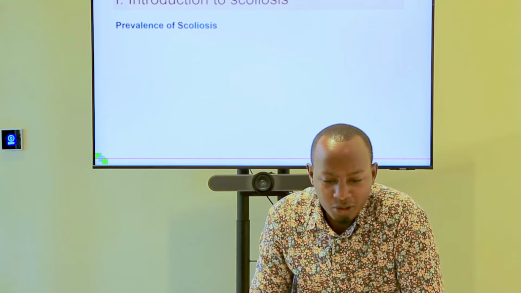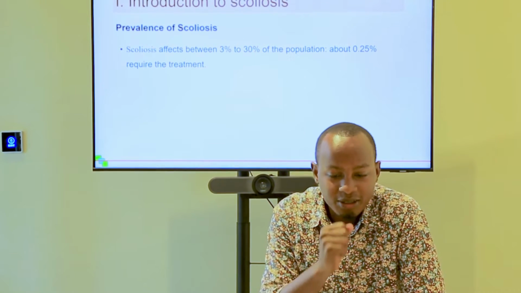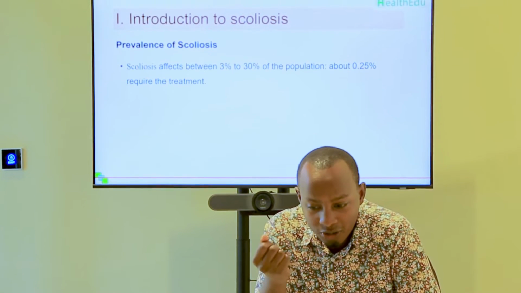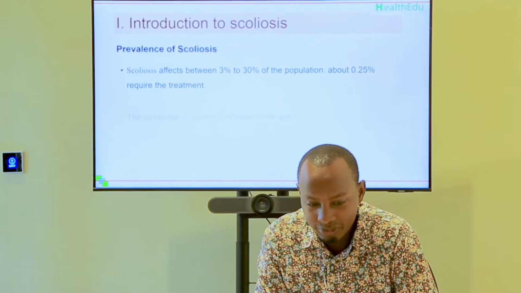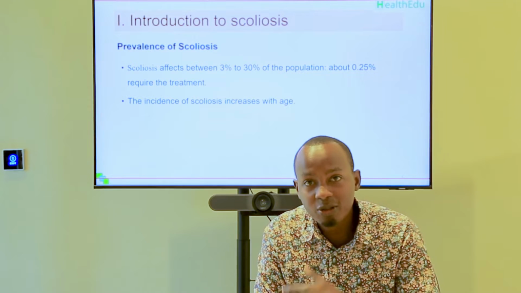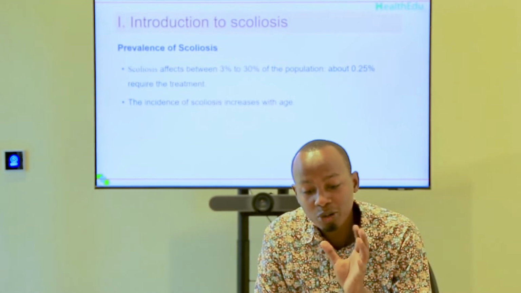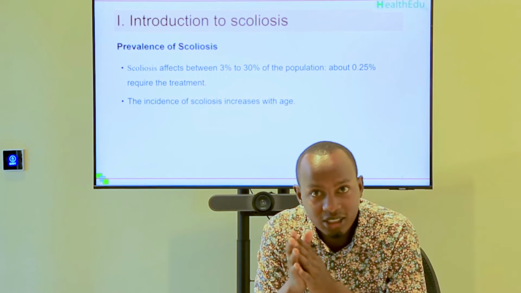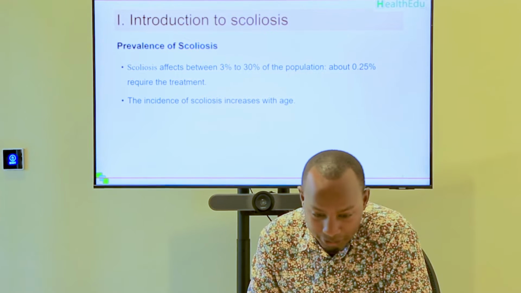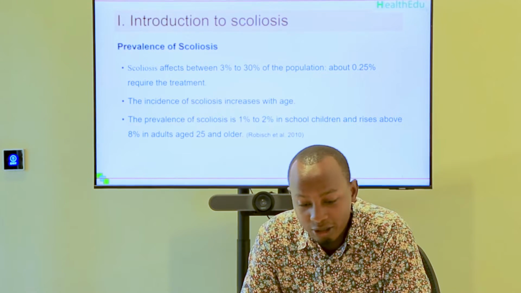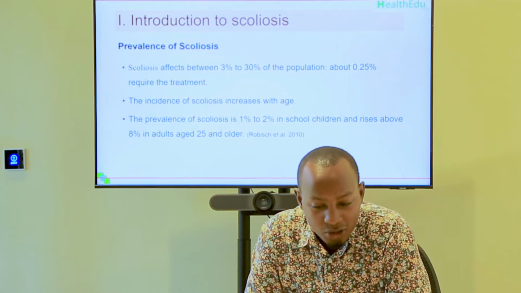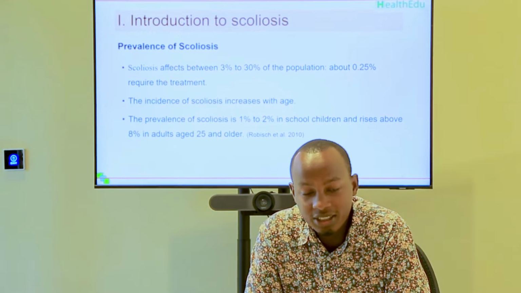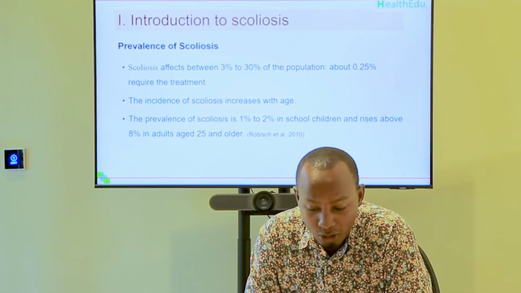And what's the prevalence of scoliosis? Scoliosis affects between 3% to 30% of the population, and about 0.25% require treatment. And the incidence of scoliosis increases with age. The more you grow up, the more you have the tendency to develop scoliosis in adolescent children. We'll see it later in idiopathic scoliosis. The prevalence of scoliosis is 1% to 2% in school children and rises to 8% in adults aged 25 and older.